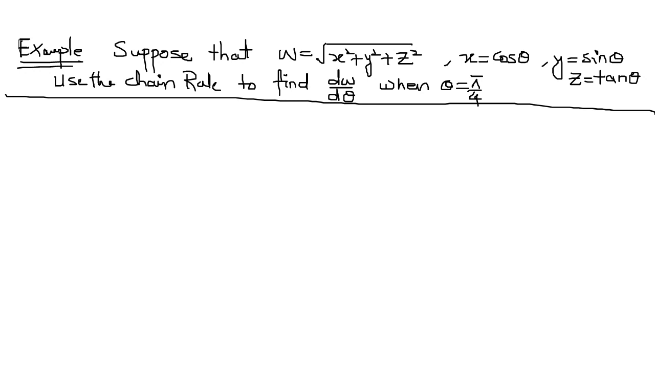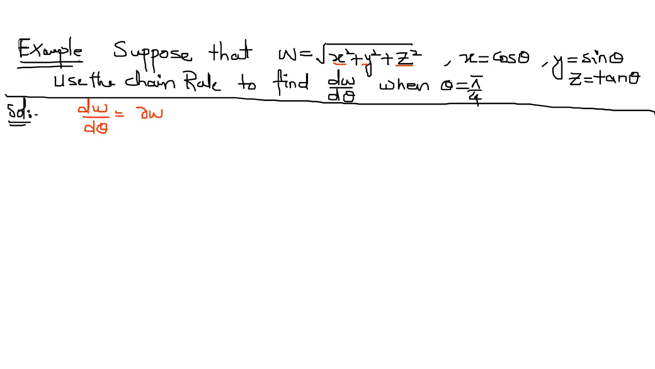Now see, how many variables does w have? We want to find what? We want to find dw by d theta, right? Okay, how many variables do we have for w? x, y, and z. Okay, so what will be the partial chain rule?